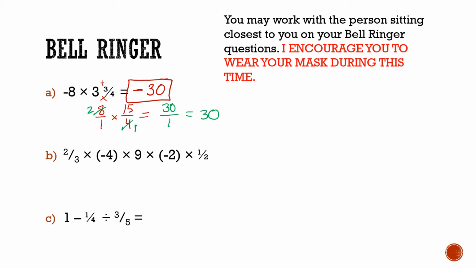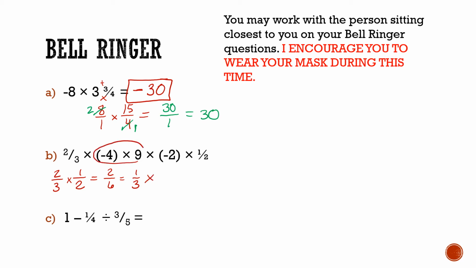Question B, we have 2/3 multiplied by -4, multiplied by 9, multiplied by -2, multiplied by 1/2. So remember that you can multiply in any order. So I'm going to go ahead and take my fractions. So I'm going to do 2/3 multiplied by 1/2. So that's just multiplying straight across. 2 times 1 is 2. And 3 times 2 is 6. 2/6 simplifies to 1/3. So we're going to do 1/3.